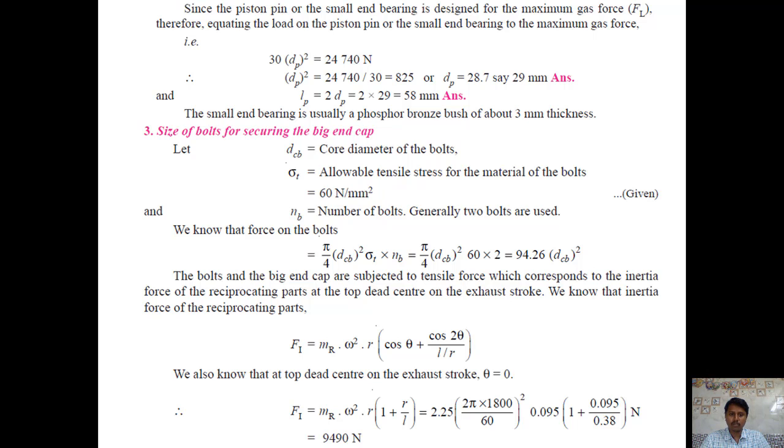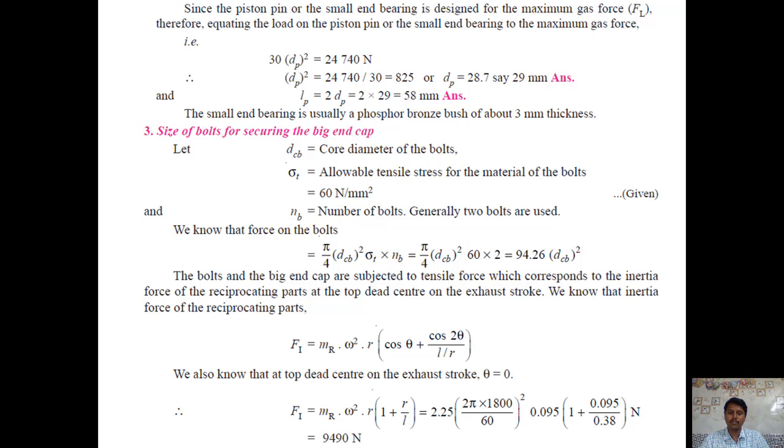The third geometry is the size of the bolts. So for the size of the bolts, already we said the load that acts on the bolt is the inertial force or inertial load due to reciprocating parts. This inertial force due to reciprocating parts will induce a tensile stress in the bolt. Hence the tensile load must be equated to the inertial force of the reciprocating parts.